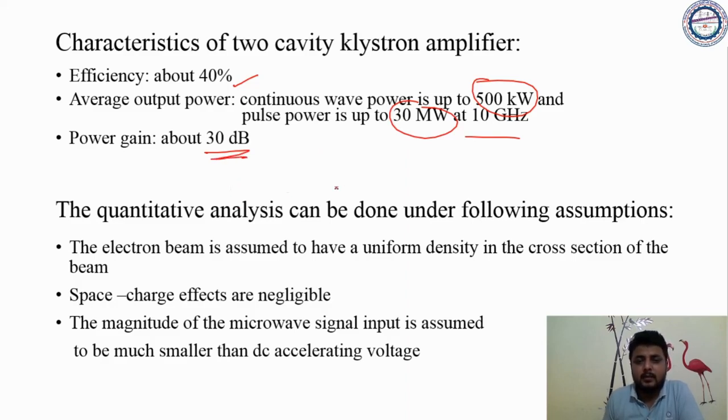So moving to the quantitative analysis, which can be done under the following assumptions. The first assumption says the electron beam is assumed to have uniform density, so the density will be uniform throughout the cross section of the beam. The second is that the space charge effect should be negligible. The third says that V1, the signal, should be less than the DC voltage V0. That means the magnitude of the microwave signal input is assumed to be much smaller than the DC accelerating voltage. So whatever DC voltage is applied should be much greater than V1.